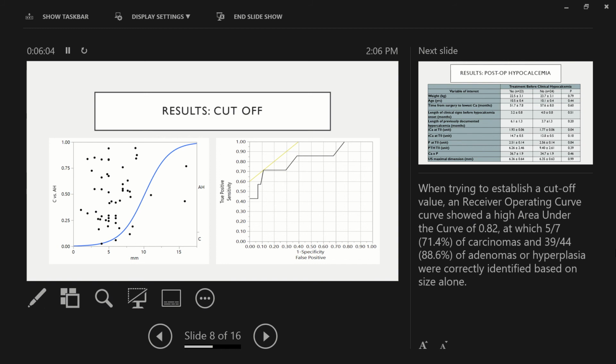And then when trying to establish a cutoff value, again differentiating between more benign pathology versus malignant, a receiver operating characteristic curve showed a high area under the curve of 0.82, at which 5 out of 7, or 71.4% of carcinomas, and 39 out of 44, or 88.6% of adenomas or hyperplasia were correctly identified based on size alone. So we were able to generate some sort of cutoff for these values, which I'll speak to more later.